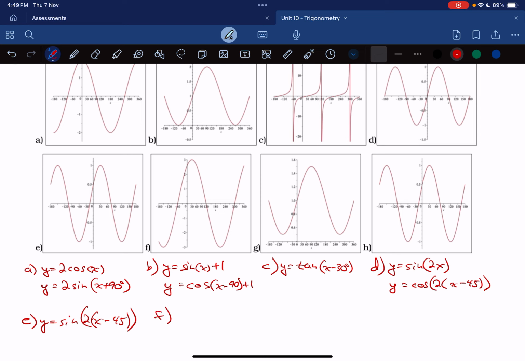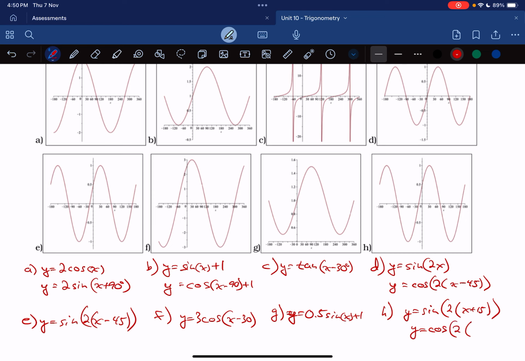For F, y is equal to 3 cosine (x minus 30). For G, y is equal to 1/2 sine of (x plus 1). And for H, y is equal to sine 2 parentheses x plus 15, and if we were to write this as a cosine, I would say y is equal to cosine 2 parentheses x minus 30.